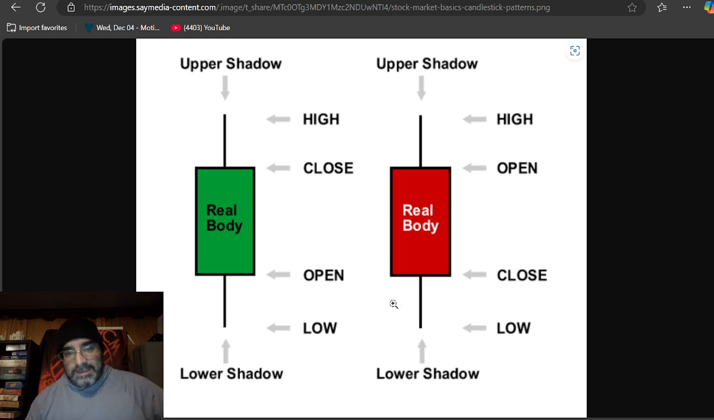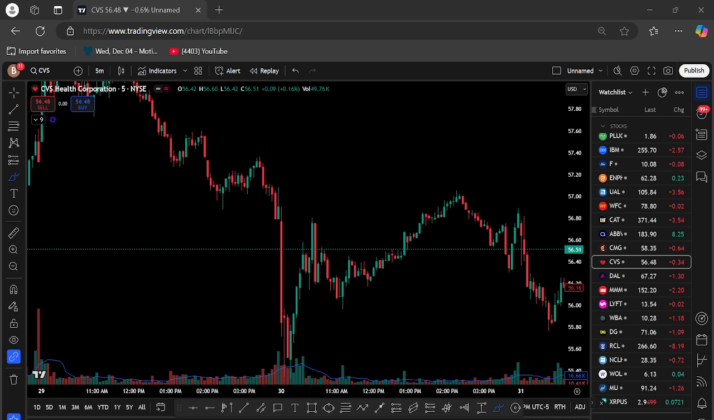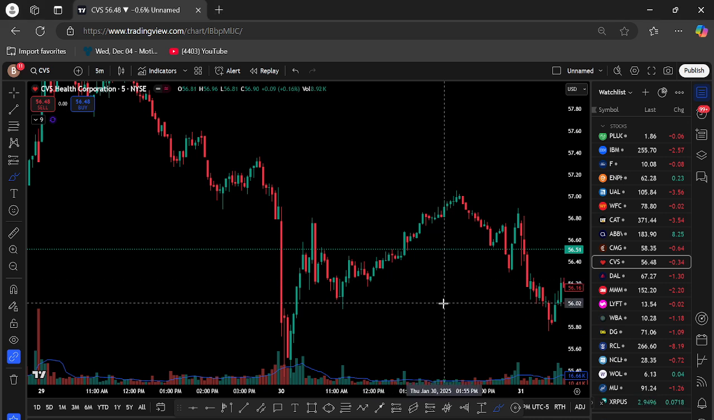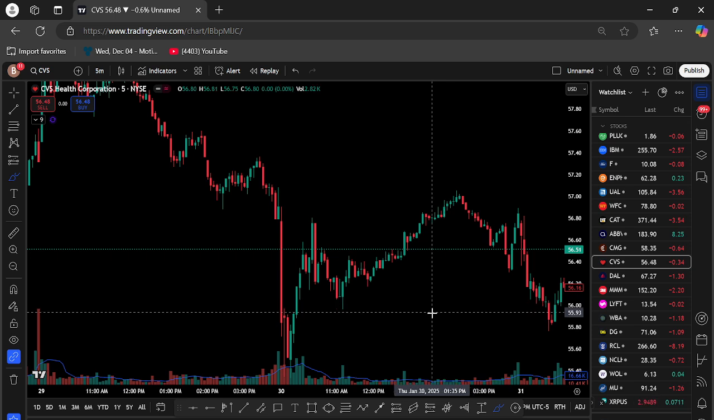Okay, so you're going to see many different candle patterns and different candle styles as we go on to other things. The next thing we're going to do is jump into TradingView. This is the platform that I use to look at charts and to do day trading and options and all that good stuff.